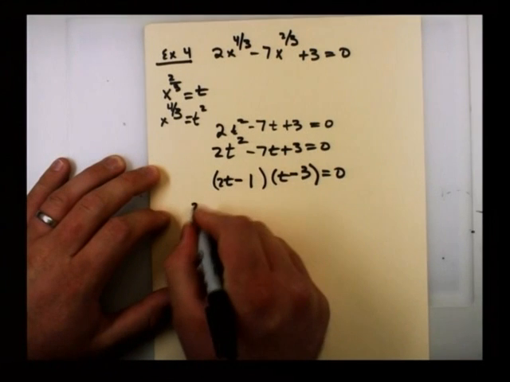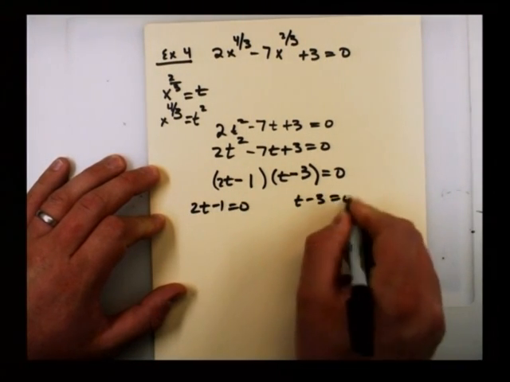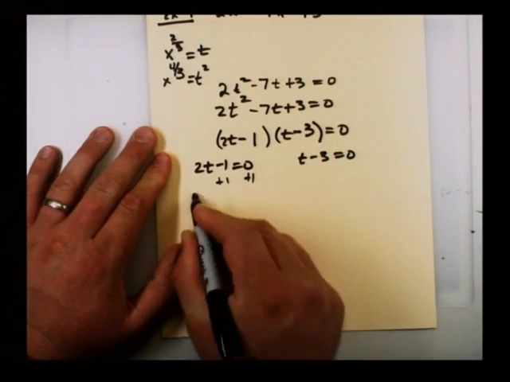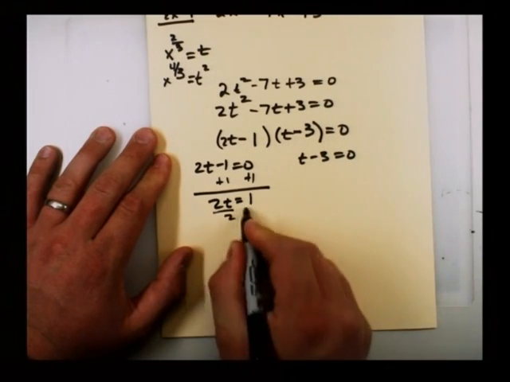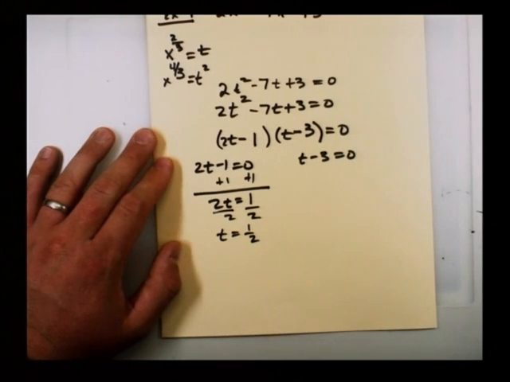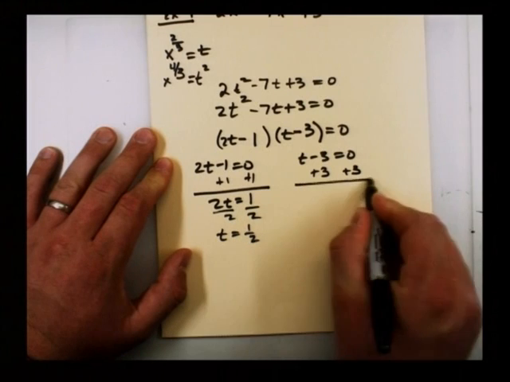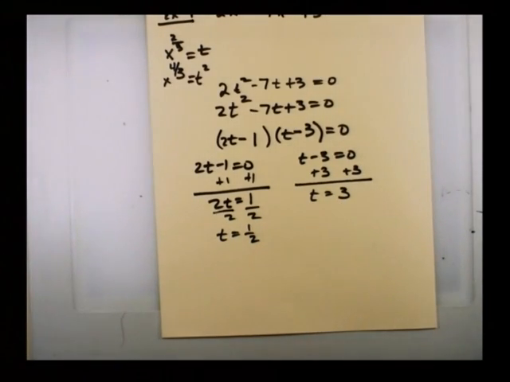Go back, solve for t. 2t minus 1 is equal to 0. t minus 3 is equal to 0. Solve for t, add 1 to both sides. Divide both sides by 2. Other side easier, add 3 to both sides. t equals 3.